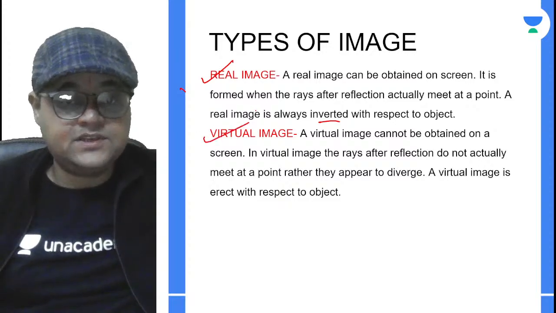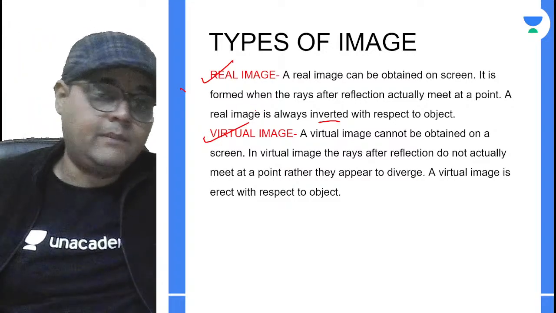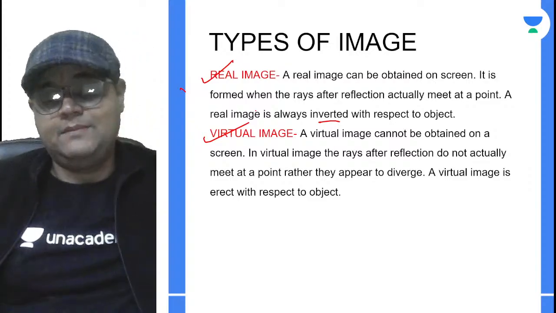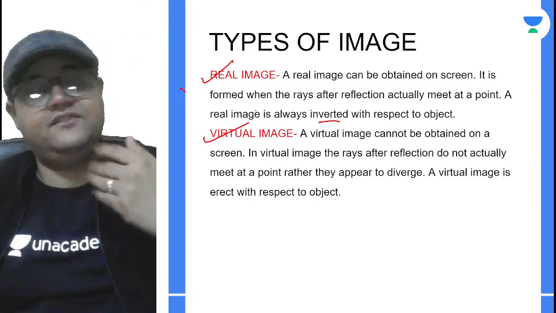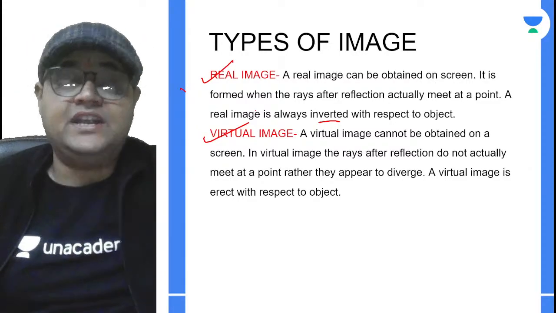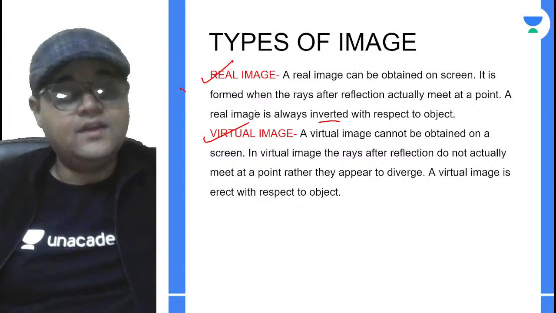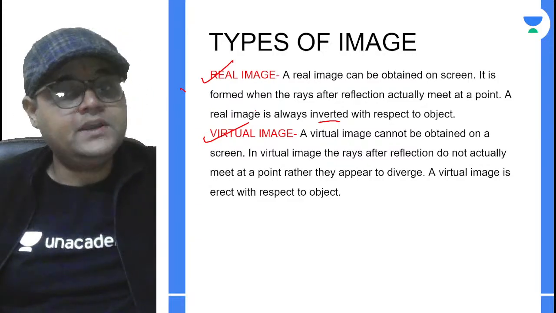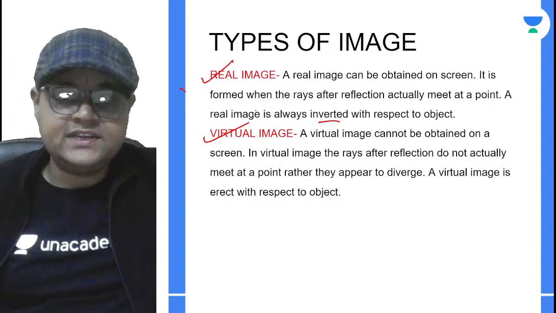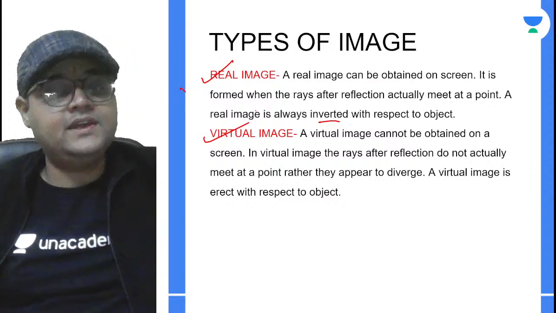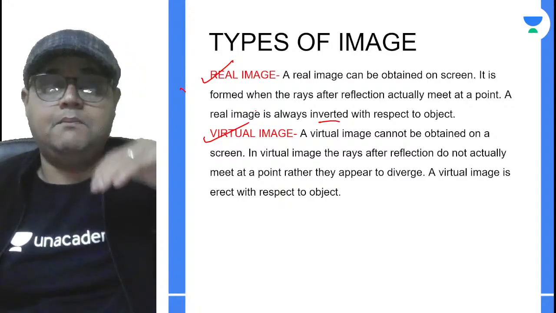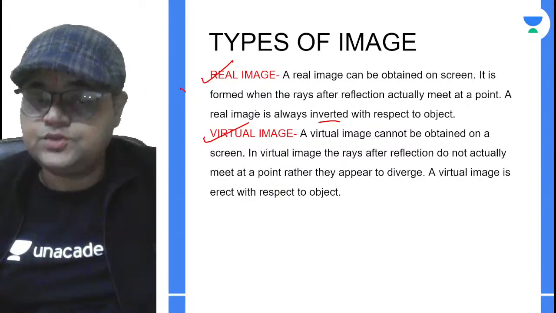The second type is a virtual image. And how to go about a virtual image? A virtual image cannot be obtained on a screen. The name itself explains everything, that the image indeed is virtual. What actually happens here? The two rays do not meet. It appears as if they are meeting, or it appears as if they are converging or diverging. They might appear to meet, but they don't actually meet.